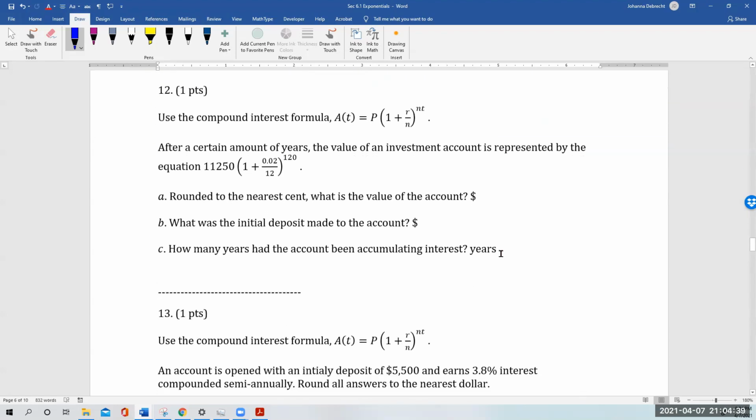Use the compound interest formula, A of t equal to P times 1 plus r over n to the nt power. After a certain amount of years, the value of an investment account is represented by the equation 11,250 times 1 plus 0.02 divided by 12 raised to the 120 power. Rounded to the nearest cent, what is the value of the account?